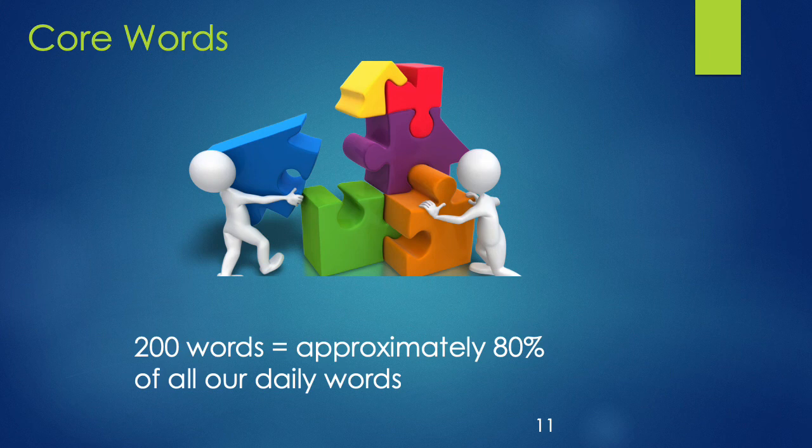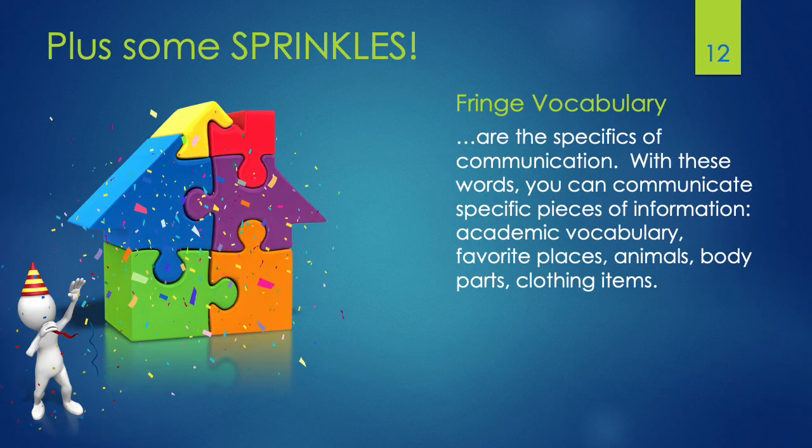We teach core vocabulary because these powerful words allow us to communicate in a very general way almost everything that we want to say. The only thing they really don't let us do is to say specific things like pepperoni pizza, dachshund, or Hilton Head Beach. If we want to say these words like Starbucks, D&D, and daffodils, we have to have fringe vocabulary available on our AAC system. Fringe vocabulary, or basically those noun categories, are the specifics of communication.